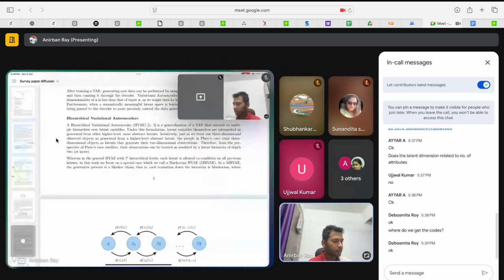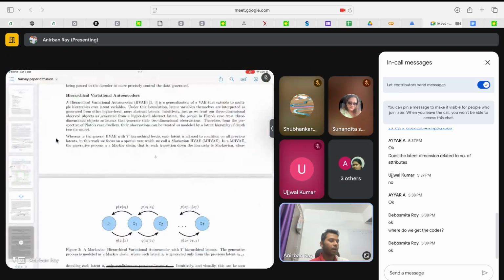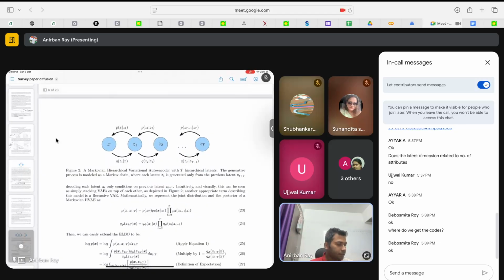So this is the hierarchical variational autoencoder. In a hierarchical variational autoencoder, we build on the variational autoencoder, used multiple times. If we put some restrictions on it further, then it becomes a diffusion model. So that is the structure here. As you can see, there are multiple latent states here.